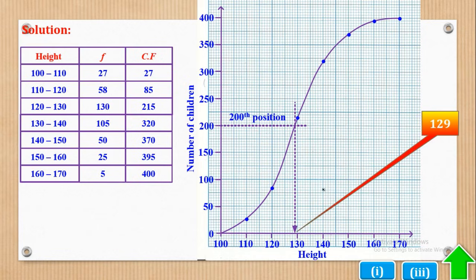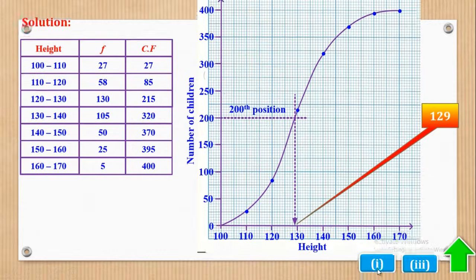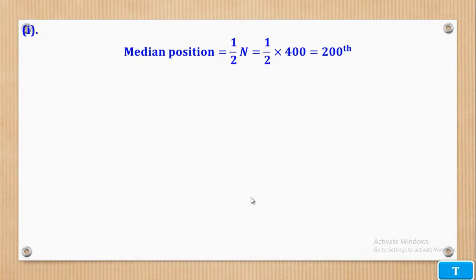129. Therefore you'll come here and say that the median is 129. Okay, that was Roman 1. Then Roman 2.